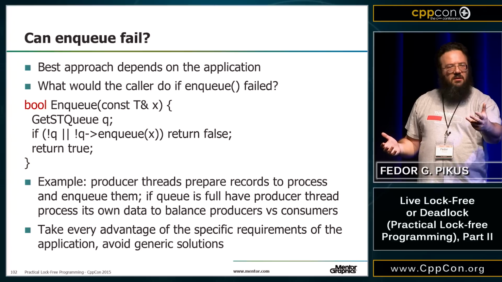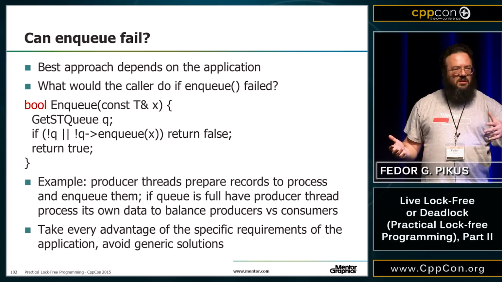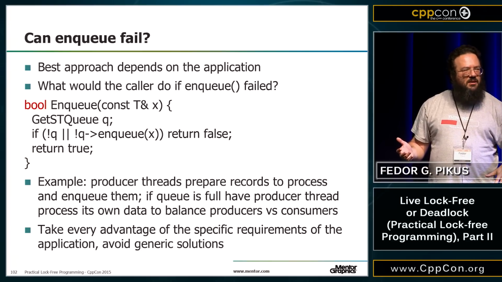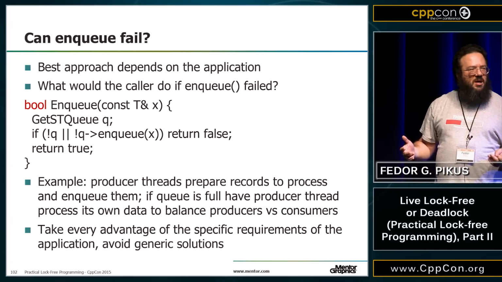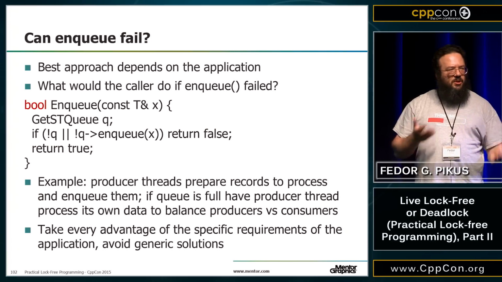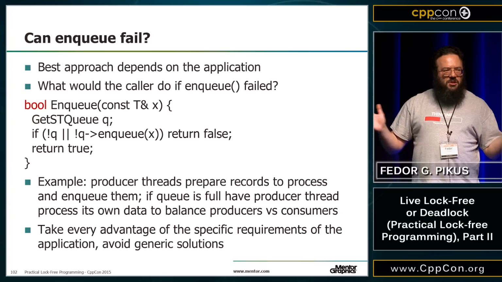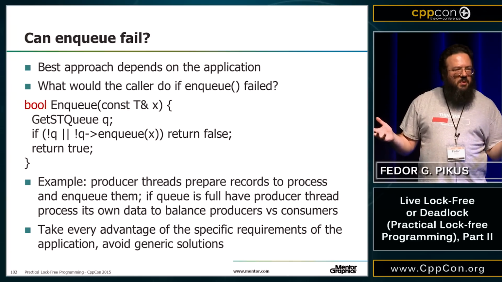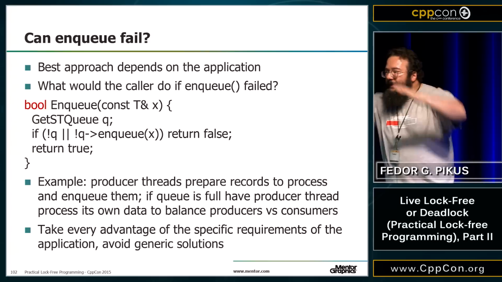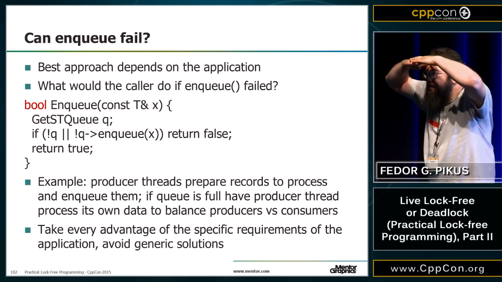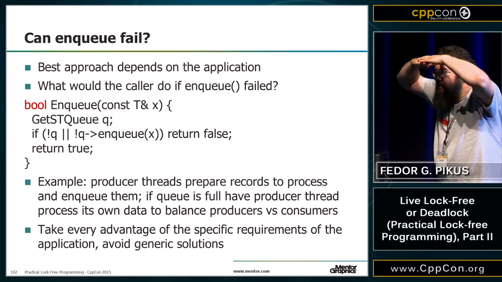So if enqueue failed, become a consumer on this thread, and then try to enqueue again sometime later. You get some kind of load balancing between producers and consumers this way. Always works? No. In a particular application? Could be.